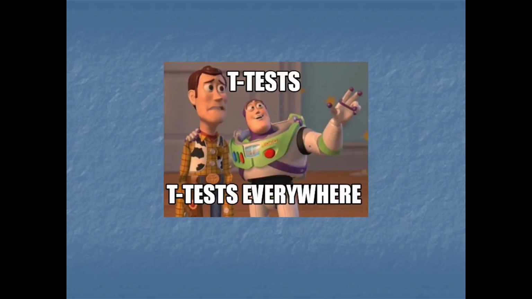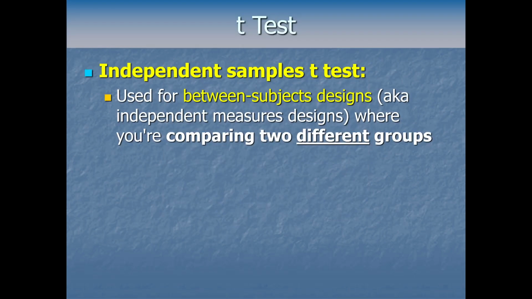Let's discuss the t-test, one of the most common statistical tests and one that is most often used to compare two groups of scores. In fact, though, there are actually a few different forms of t-test depending on the two groups of scores you're comparing. So the most straightforward version of a t-test is the independent samples t-test.